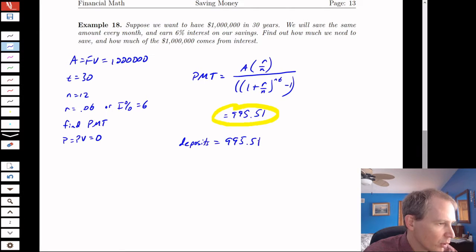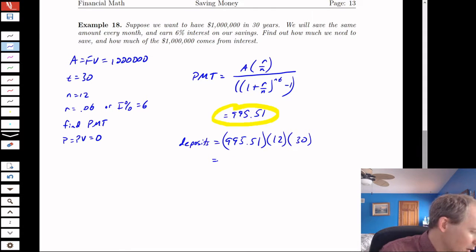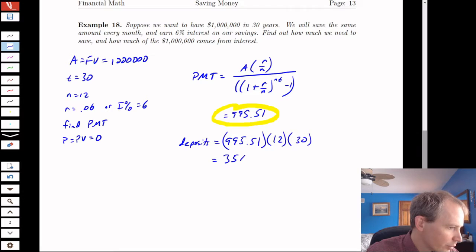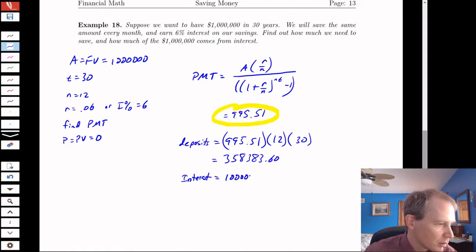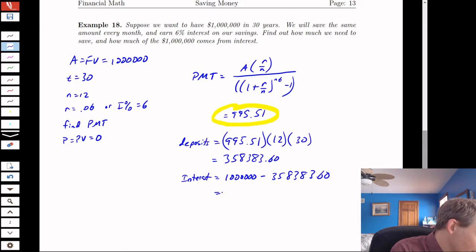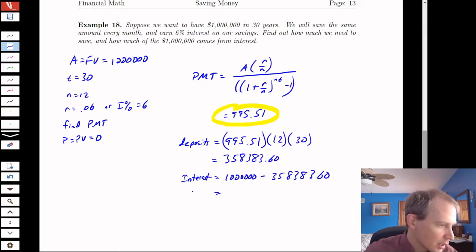Okay, we're saving 995.51, 12 times a year for 30 years. So we end up with $358,383.60. So our interest is the difference, 1 million minus the amount that we deposited, 358,383.60. And when I subtract, I get 641,616.40.